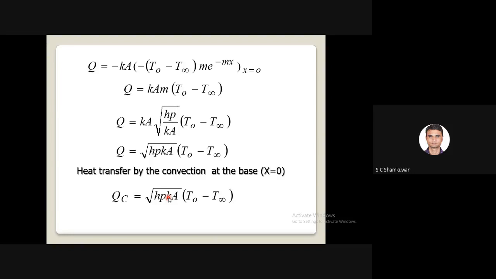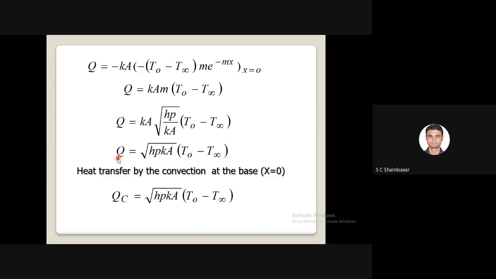Under root HP Ka (T naught minus T infinity). So whatever we have spent 2 hours on, that is for this equation. What is the heat transfer from the base when x is equal to 0? Now we have calculated it. Q by conduction is equal to under root HP Ka (T naught minus T infinity), and the same equation we will get if you calculate heat transfer from the base by convection. It will be the same.